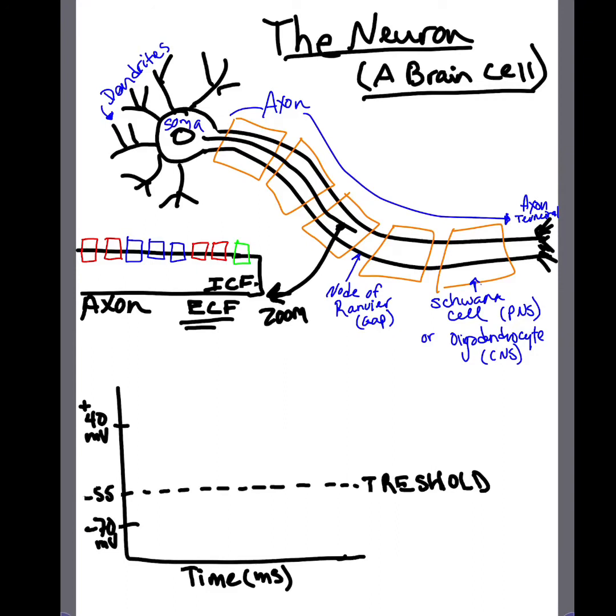Some of these are going to be permeable to sodium, and some of them are going to be permeable to potassium. Now, normally, potassium is said to be in higher concentrations inside the cell membrane, and sodium is going to be outside the cell in higher concentrations.